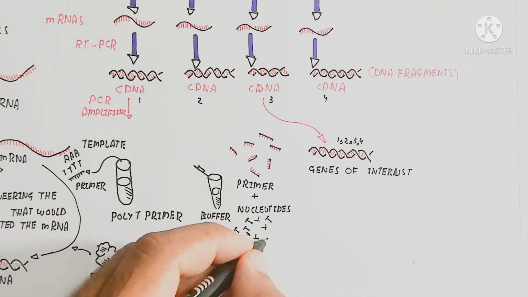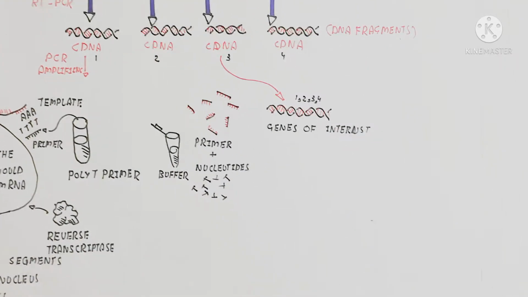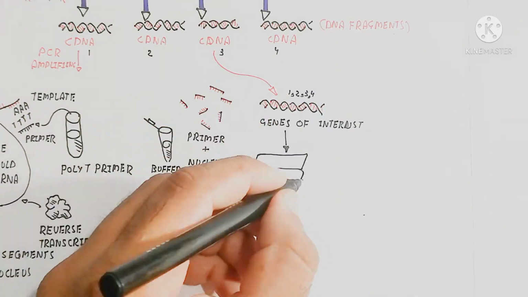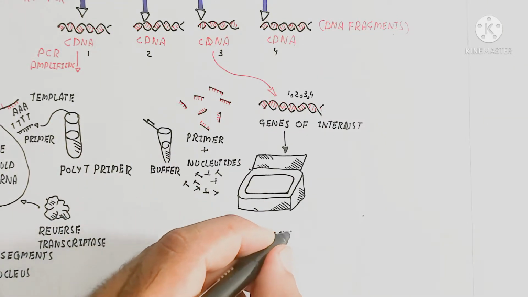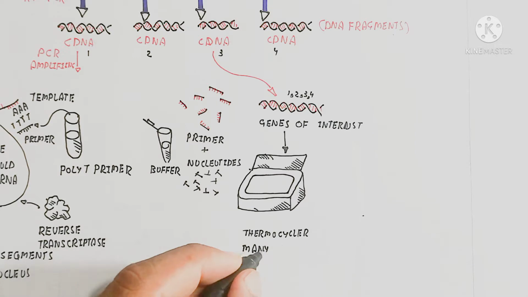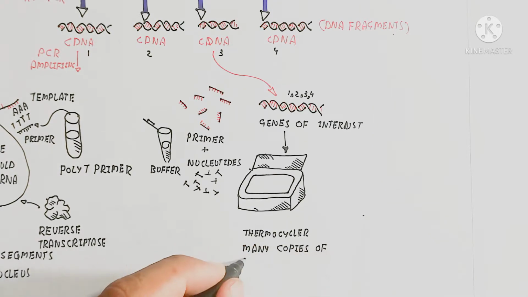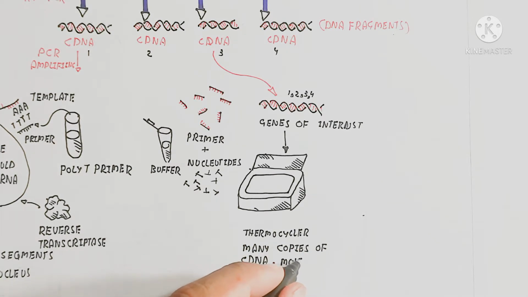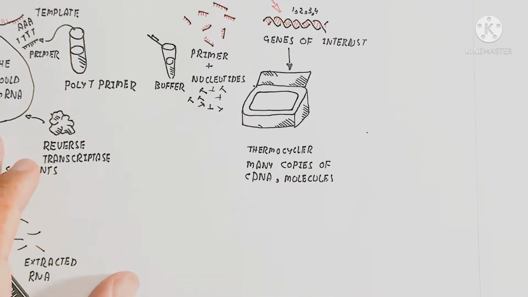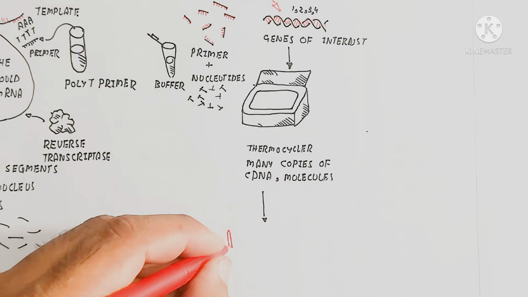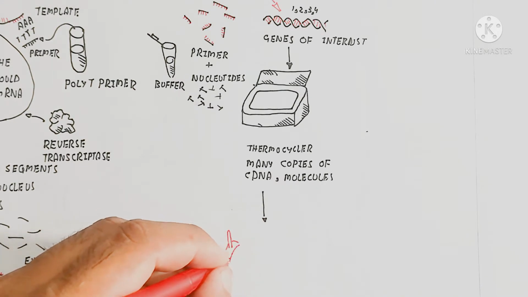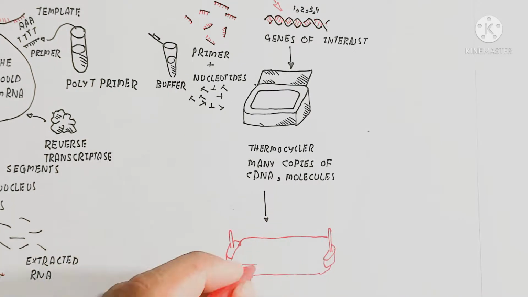So we put these segments into the thermocycler. This thermocycler is a PCR mechanism. Many copies of complementary DNA will be produced. After this production of many copies, we will put these different segments of DNA into the gel electrophoresis for separation of the segments on the basis of their density.